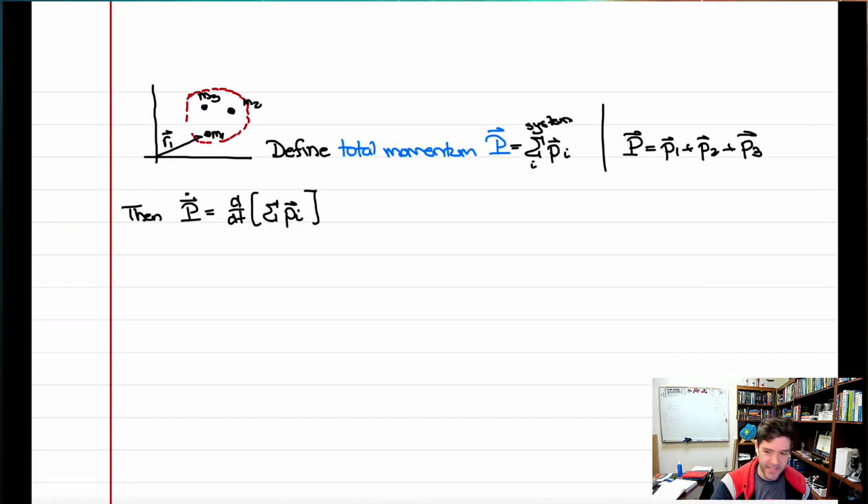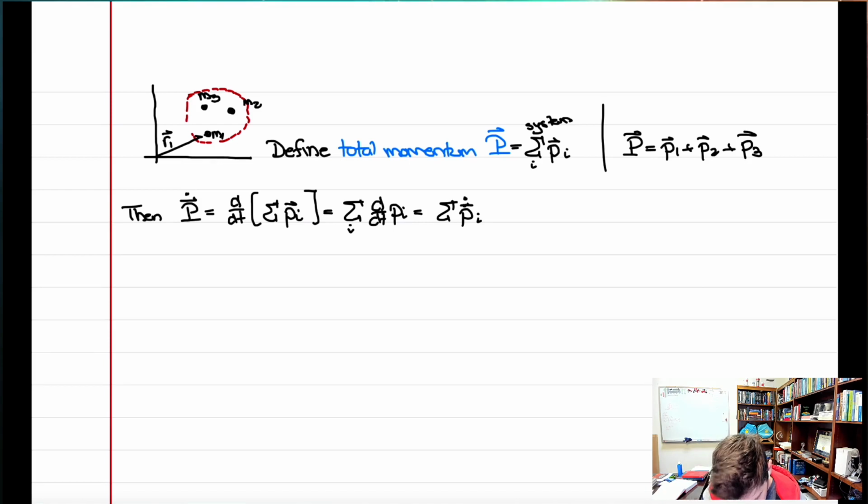And there might be millions and billions of particles. And you can show in math courses that even if the sum goes to infinity, generally the derivative can come inside. So the derivative of a sum is the sum of the derivatives. So this is also the same thing as the sum of d by dt of the individual momentums of the system, which I might write as the sum of the individual p_i dots. So again, for our specific example, it's just p1 dot plus p2 dot plus p3 dot.